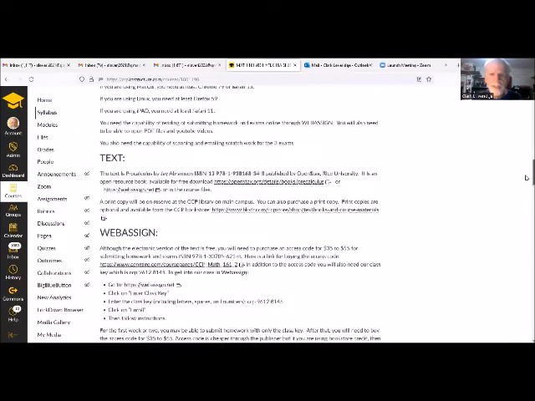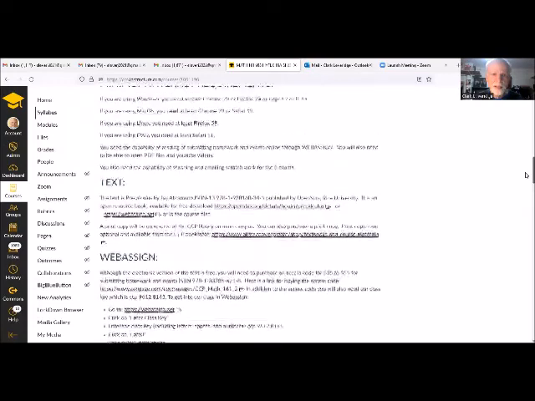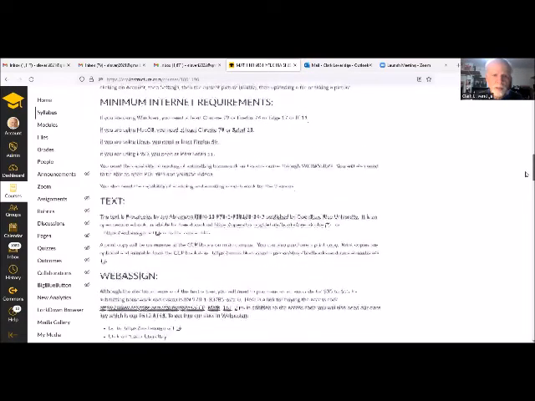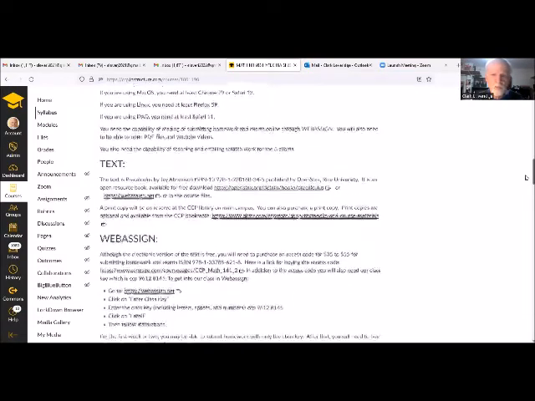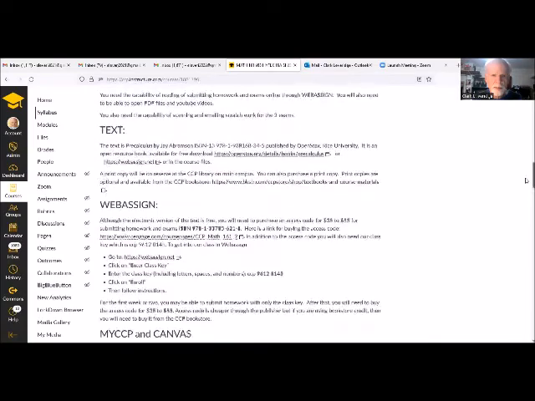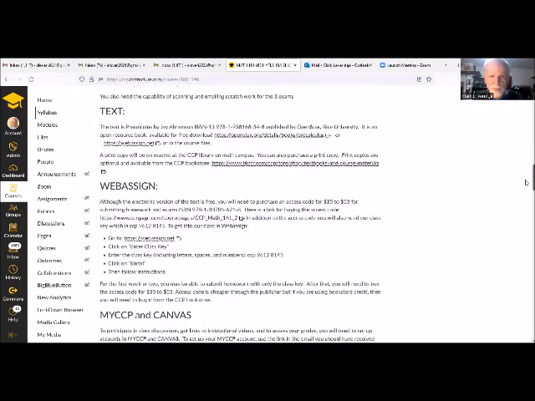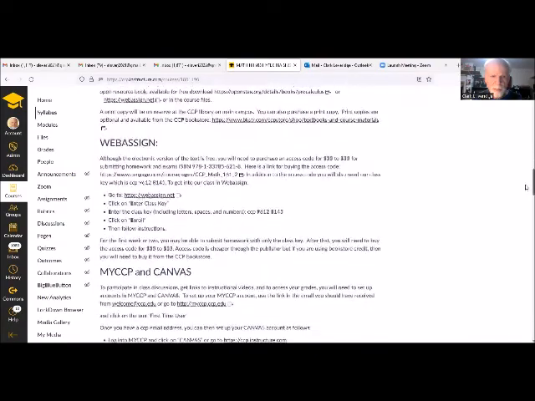The textbook is an open resource book. You can access it for free in the course files. It's a PDF file, and you can download it for free. If you want a hard copy, you can buy it for about $50, but you're not required to buy the hard copy. You can access the online version. There's also a print copy on reserve in the CCP library.